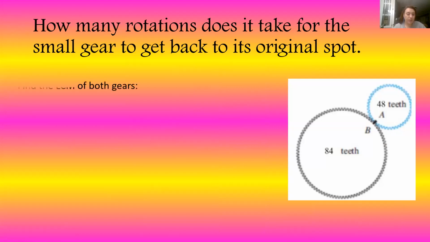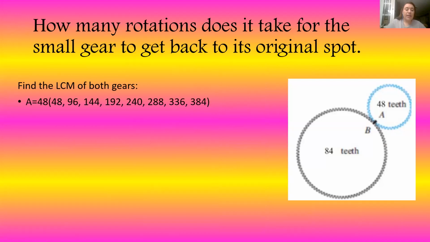So, find the least common multiple of both gears. So here's what you'll do. You're trying to find the multiples of 48 and 84. Multiples of 48 are 48, 96, 144, 192, 240, 288, 336, and 384. Now 84 is 84, 168, 252, 336, 420, 504, 588. So now, what is the least common multiple that they have in common? Well, it looks like it's 336.